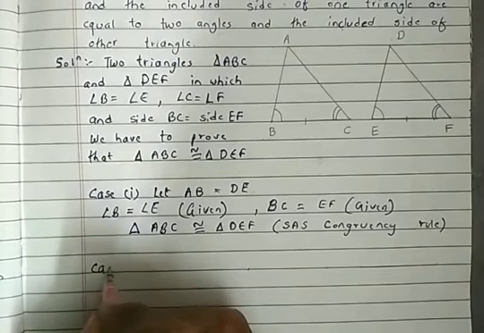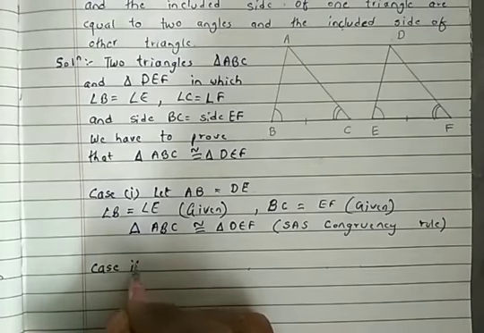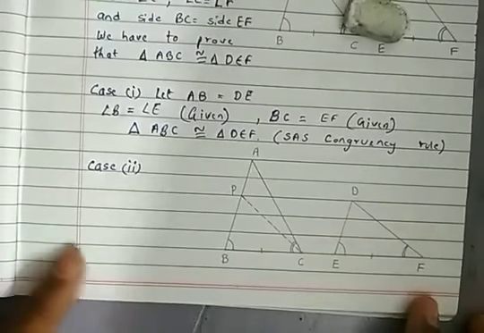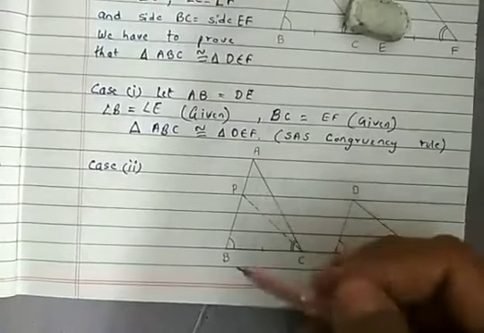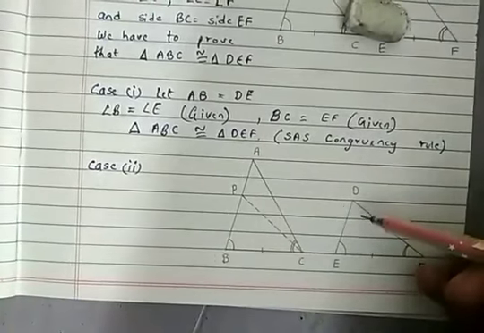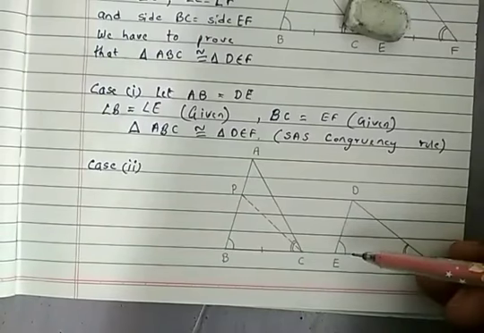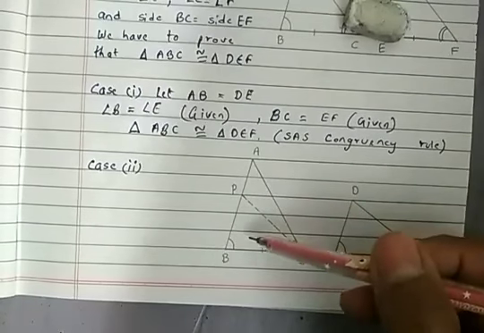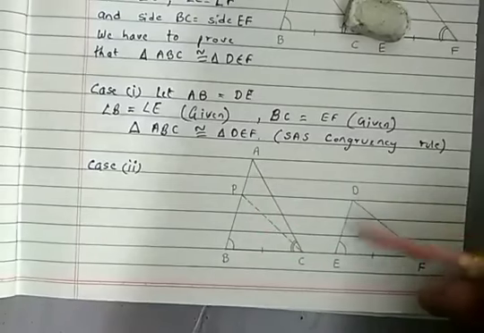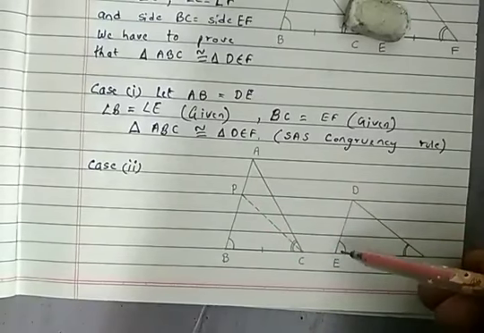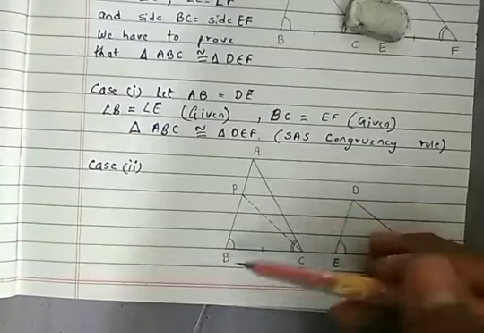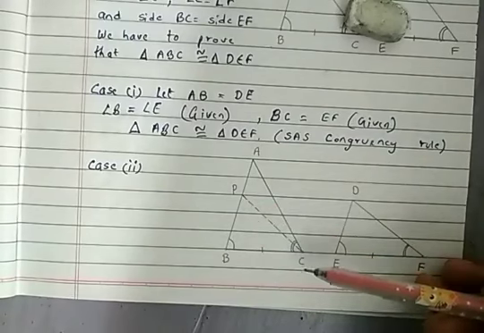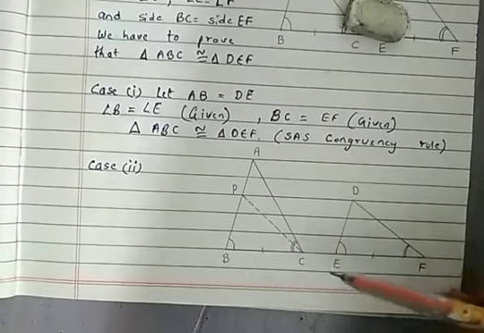Now let's see about case 2. Now let's solve this by case 2. If AB is greater than this DE side, what we will do is take a point P on this line AB such that PB will be equal to DE, right? Now instead of taking this whole triangle ABC, we will consider this triangle PBC, and try to solve this congruency rule.